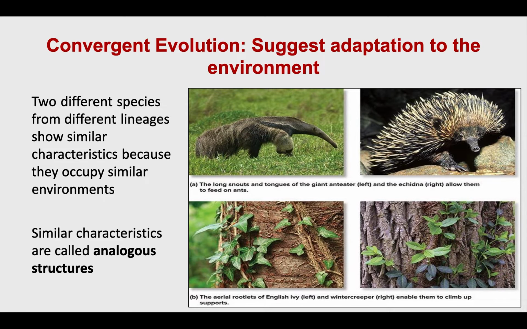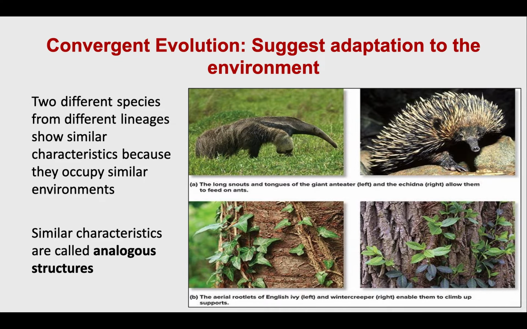All right. Sure, let's go with it, echidna. All right, these two different animals here, they're not very closely related, but they're living in the same environment, but they both have these long snouts to help them feed on ants. They've individually evolved the same trait.